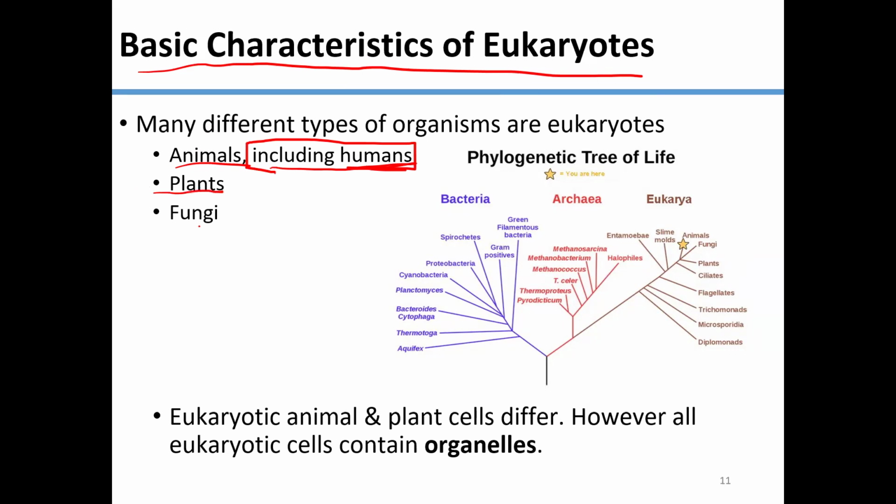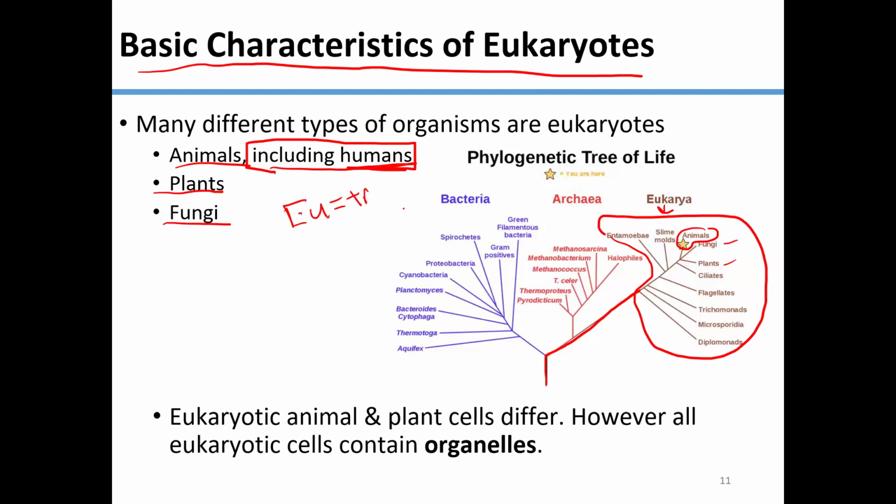Plants are also going to be a part of that, and fungi. And you can see over here on our phylogenetic tree, once we go over here and branch off here and then branch off to this side, these are all going to be our eukaryotes right here. You can see animals, or in this case us, are going to be right over here. But again, fungi, plants, all of these are also going to be considered eukaryotes, because remember, EU equals true. They are going to have a true nucleus.